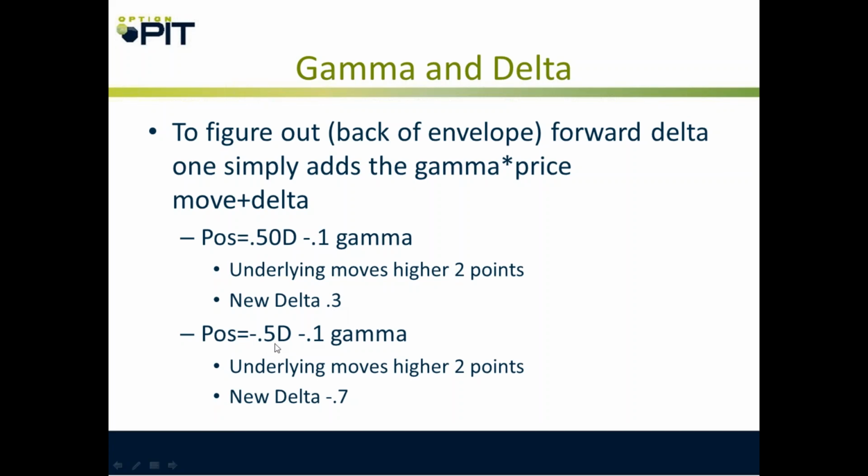Got it? Negative 0.5, and my gamma is negative 0.1. So the underlying moves 2 points higher. Negative 0.1 times 2 is still negative 0.1, correct? Or negative 0.2, correct? Negative 0.2 plus negative 0.5 equals, what is back of the envelope?